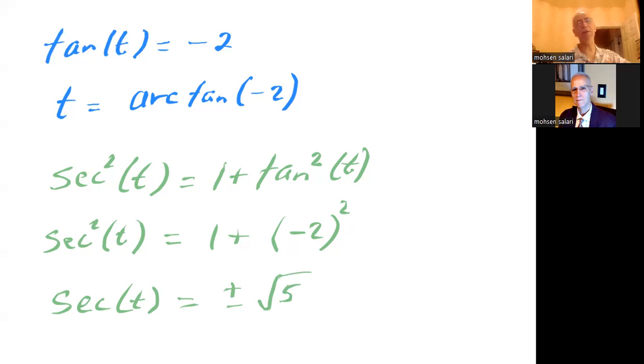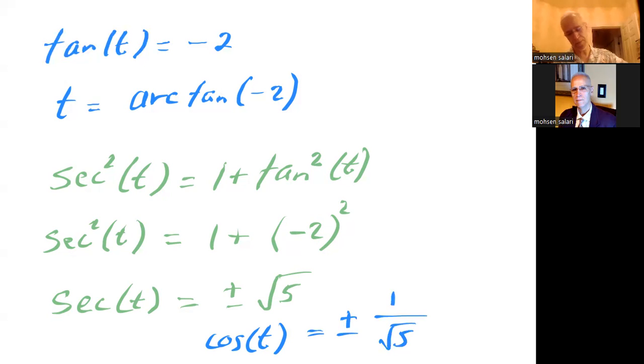Well, if secant of t is plus and minus root 5, then I can claim that cosine of t equals plus and minus 1 over square root of 5.